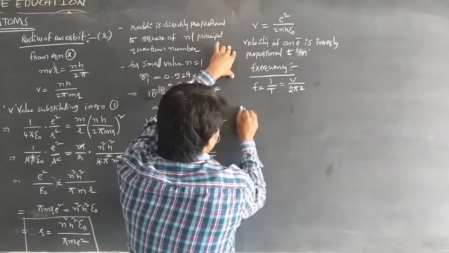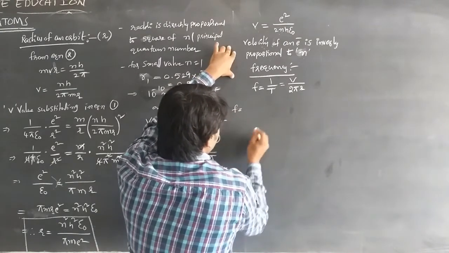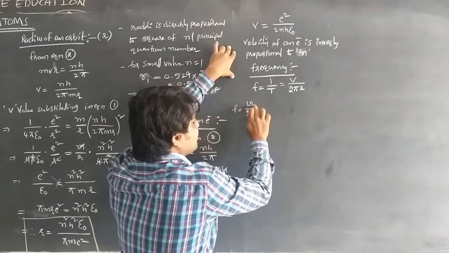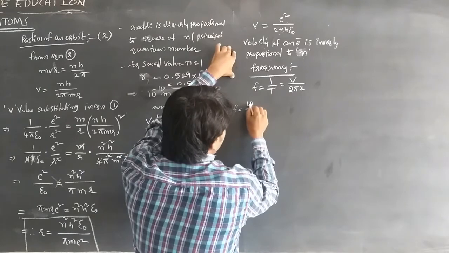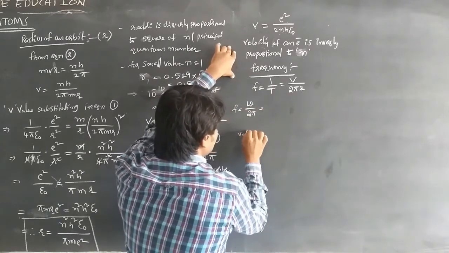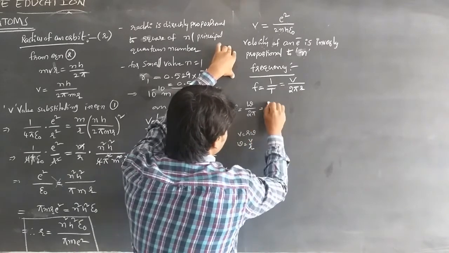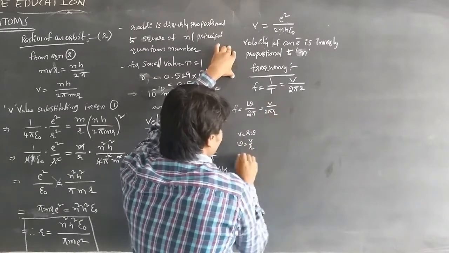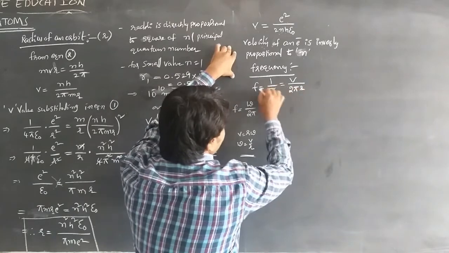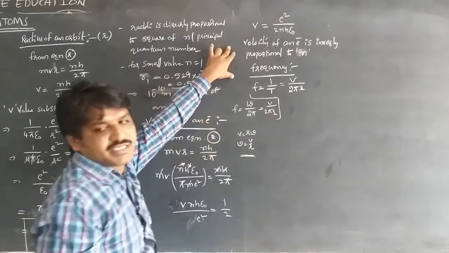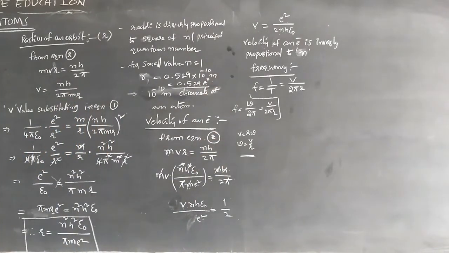From the angular velocity we know that f is equal to omega by 2 pi. And from the equation V is equal to r omega, we can get omega is equal to V by r. By substituting this, we get V by 2 pi r. So by this equation, frequency is equal to V by 2 pi r. From that equation we are writing.